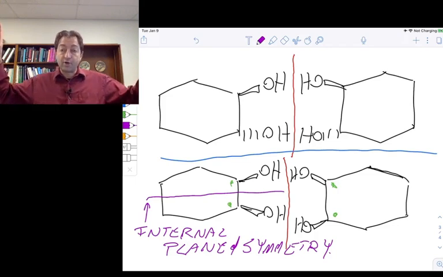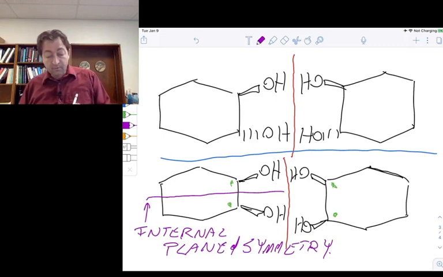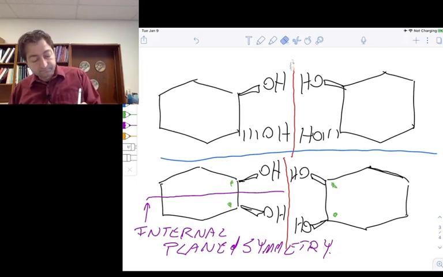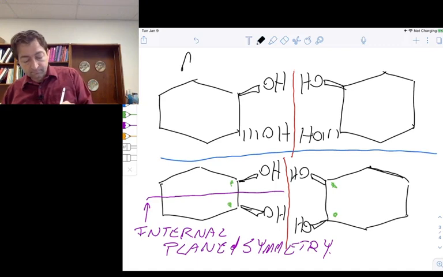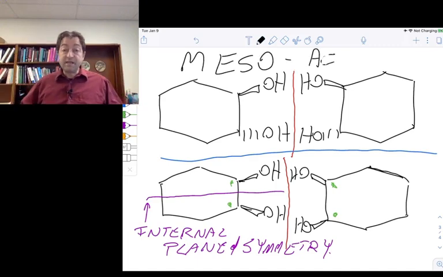I see an OH and an OH sticking up. I see a CH2 and a CH2, and then it's down the center of that carbon-carbon bond. Identical things on both sides. We've got a specific name for what we call these kinds of molecules. We call these meso. So we call these meso molecules.